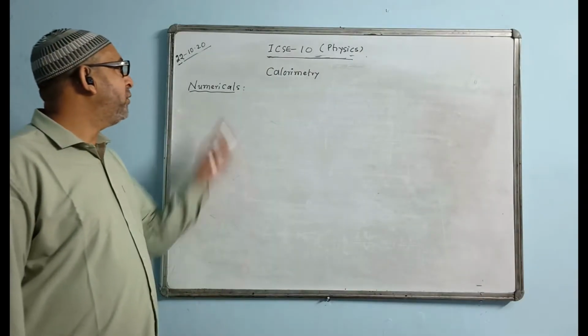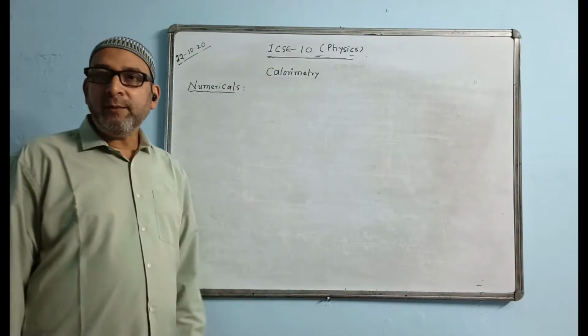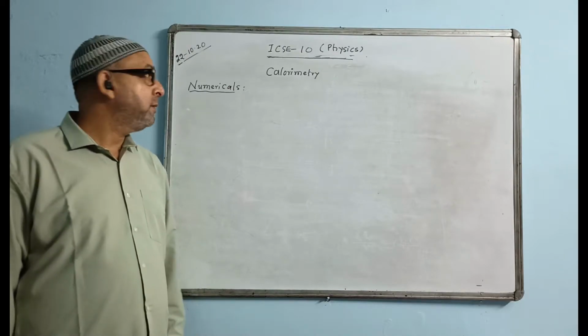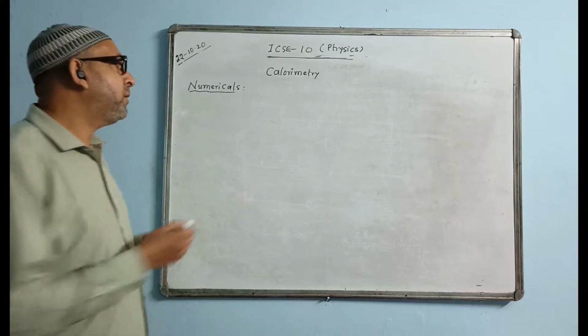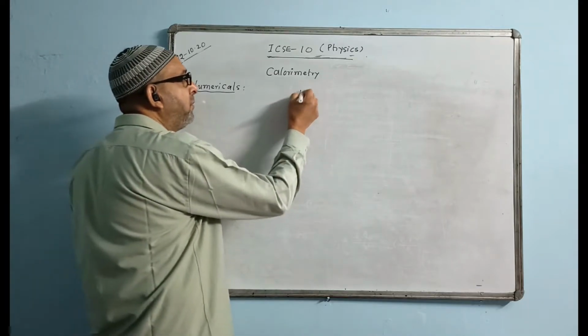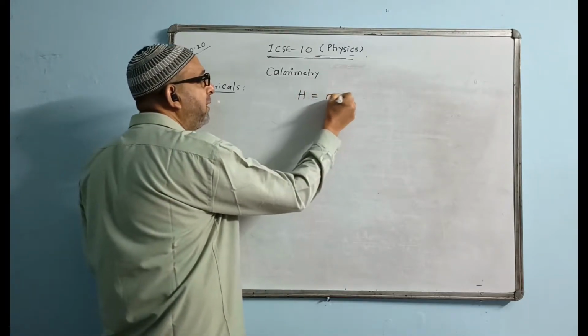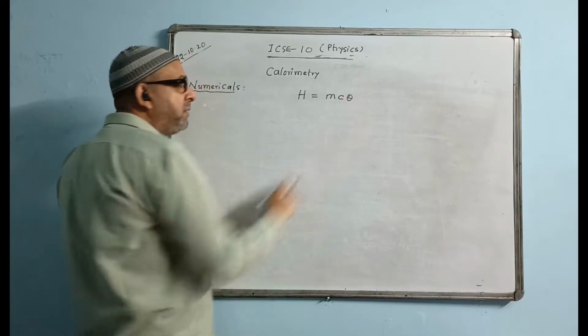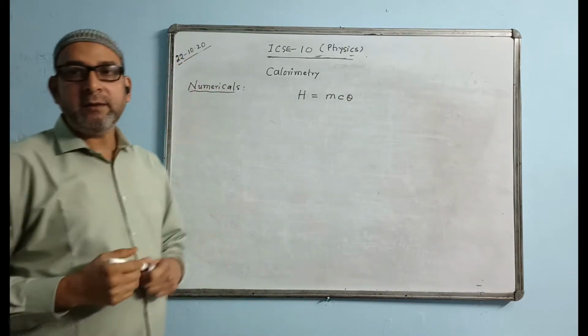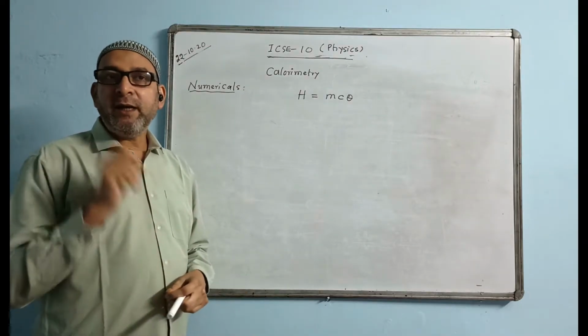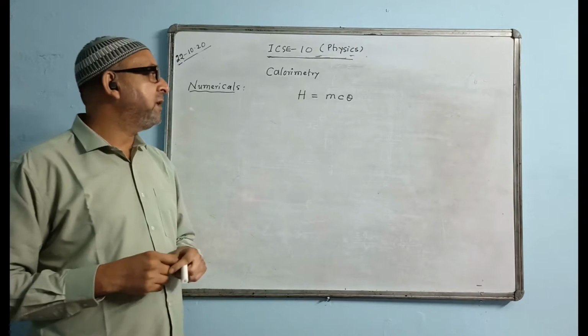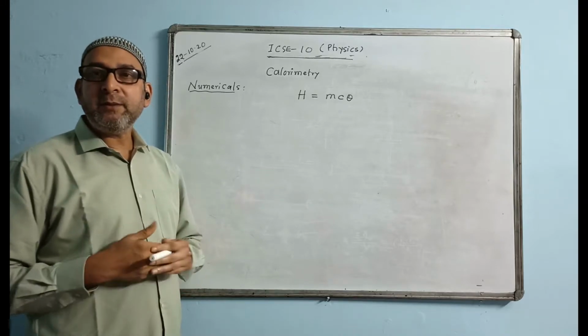Today we will be doing the numericals on calorimetry problems. So mainly there are two formulas. First formula you can write, heat formula: H is equal to m c theta, where theta is the difference of temperature, m is mass, and c means SHC of the substance, specific heat capacity of the substance.